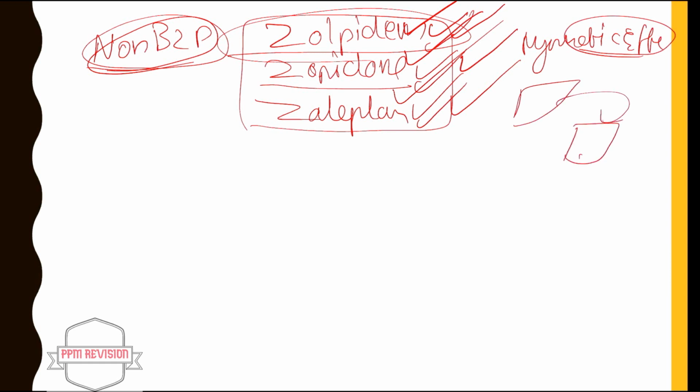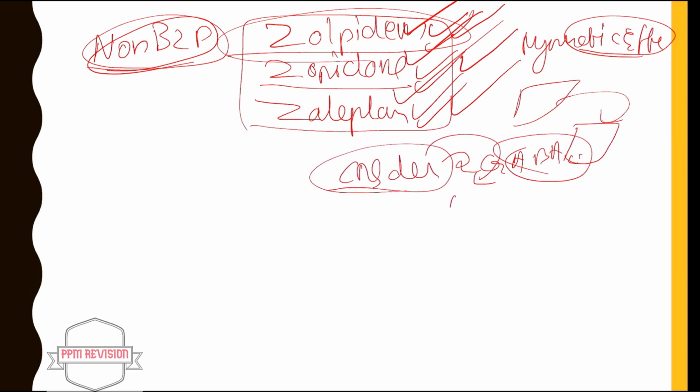Now looking at the action, it acts on the GABA A receptor, and then GABA mediated neuronal inhibition, the same thing. CNS depression is brought about by membrane hyperpolarization, same. And then it is orally effective and is used in short-term treatment of insomnia. Okay, that was zolpidem.